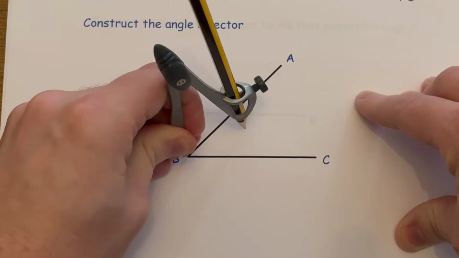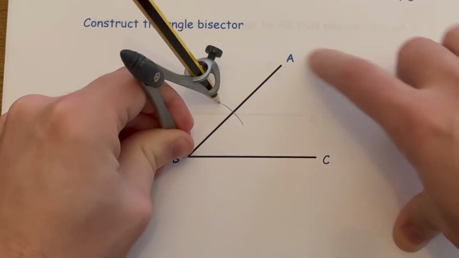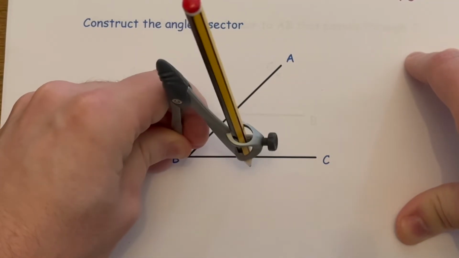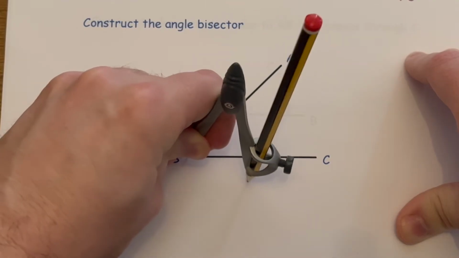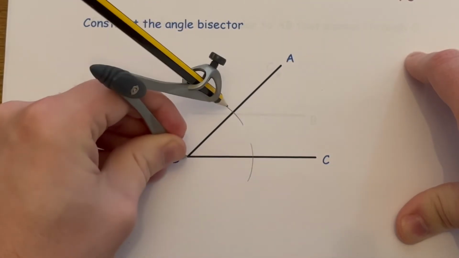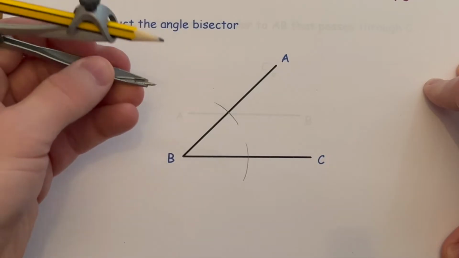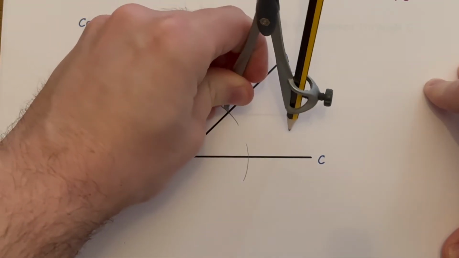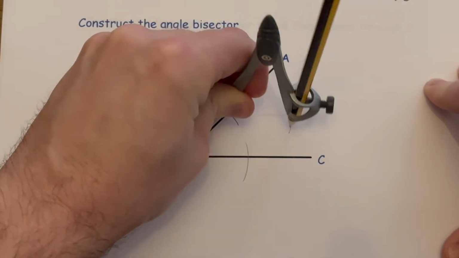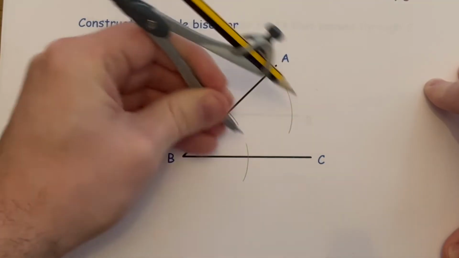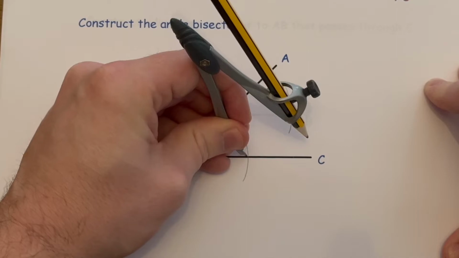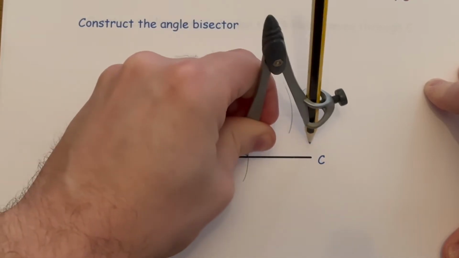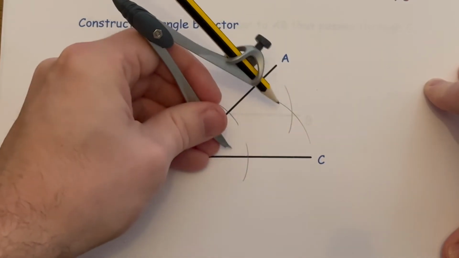We're going to draw an arc that intersects with the line AB, like so. And we're going to draw another arc that intersects with the line BC, like so. So we've drawn two arcs. Now I'm going to put the point of the compass where the arc and the line intersect and draw another arc towards the middle of the angle. Likewise, I'm going to put the point of the compass where this arc crossed BC and do another arc towards the middle. As you can see, those two arcs intersect.